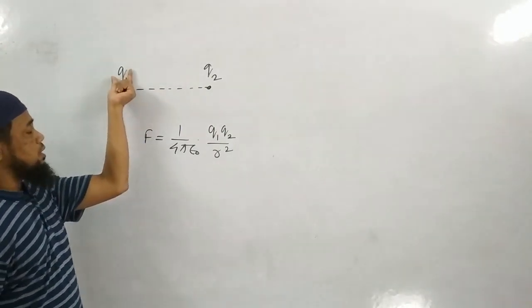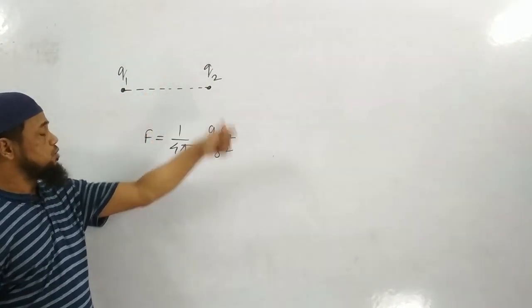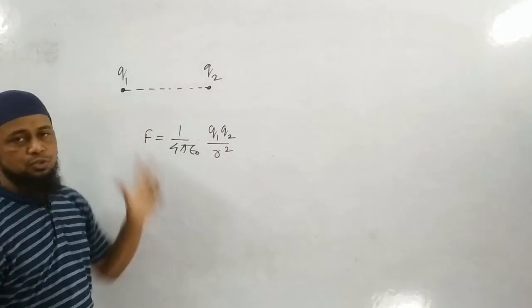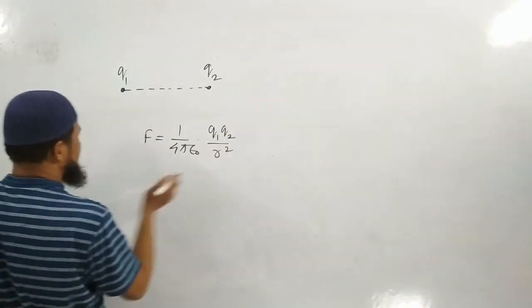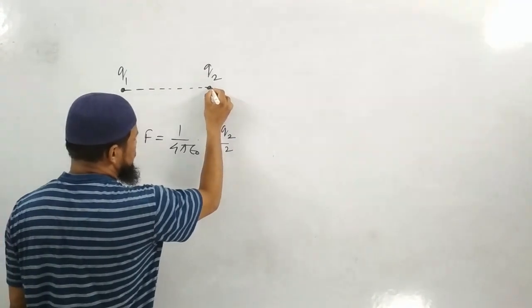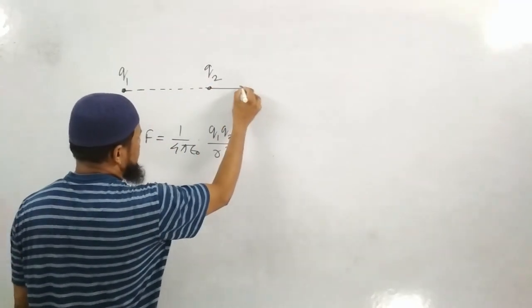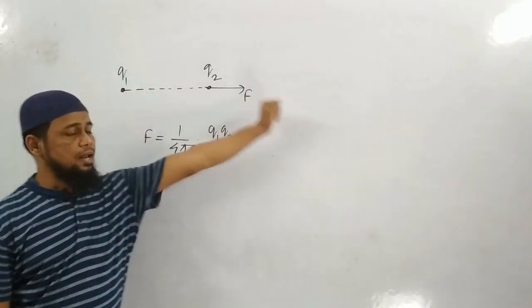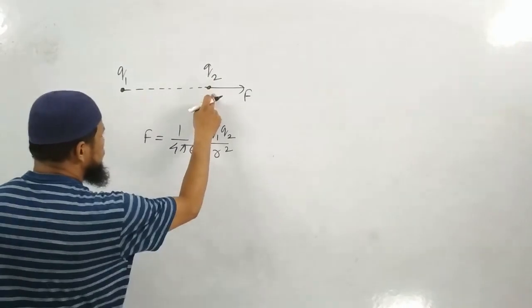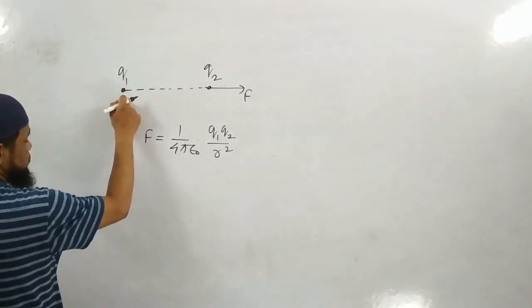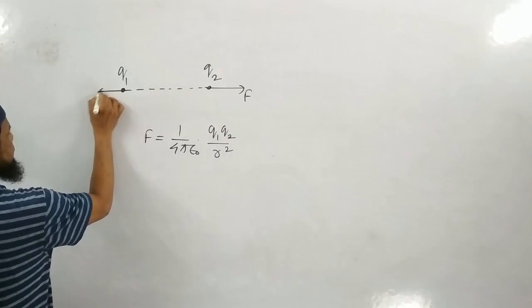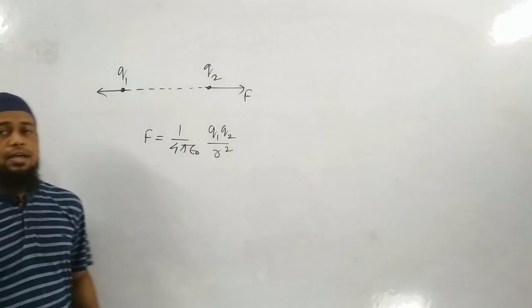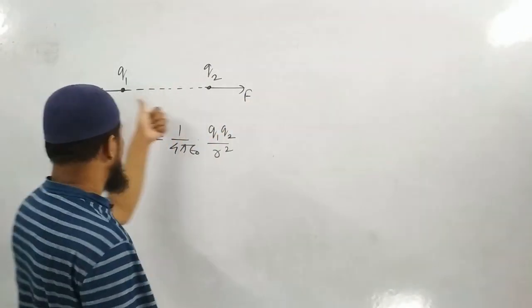Okay, so Q1 and Q2 will exert a force on each other. Now they appear to be positive. In an ideal situation, we'll consider positive charges, right? So there will be repulsion between them. Q1 will exert a force on Q2 away from it. This is the force exerted by 1 on 2, which will repel. Similarly, 2 will exert the same force on 1 in the opposite direction. So you can call this a pair of action and reaction forces.